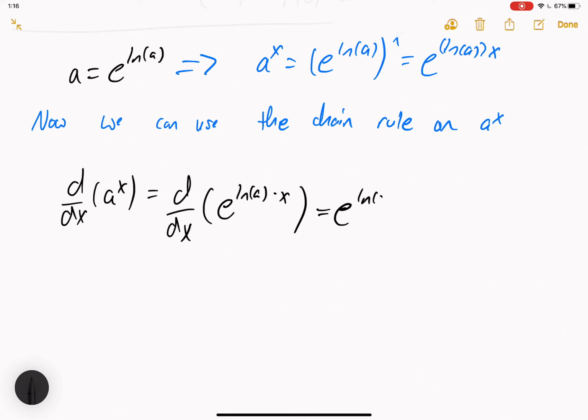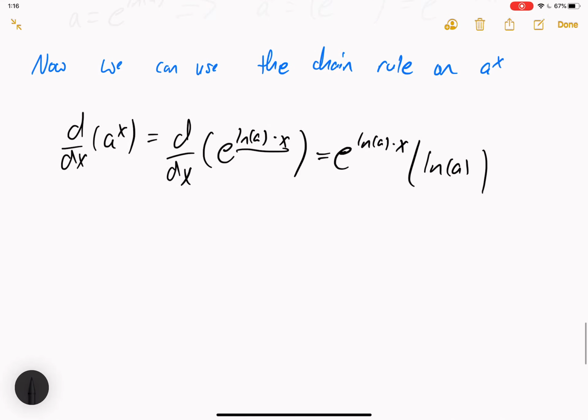We just get e to the ln of a times x, and then we multiply by the derivative of the inside, which is going to be ln of a. Because ln of a is just a number, so it's basically just like of the form 5 times x. So the derivative of 5x is just 5. So in this case, the derivative of ln of a times x is just ln of a. So then what we get is that this right here was equal to a to the x. So we get a to the x times ln of a.